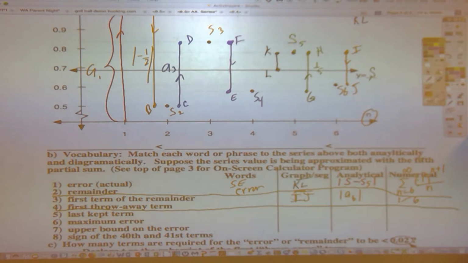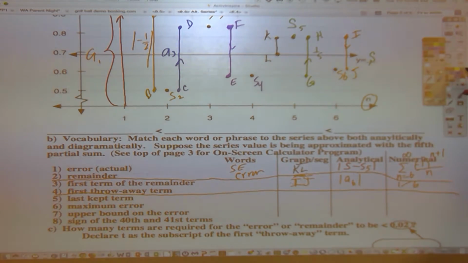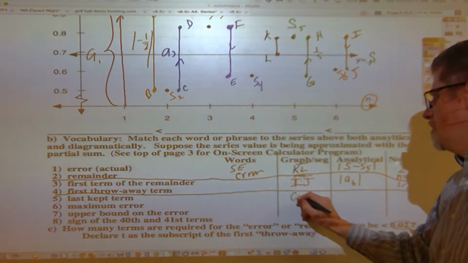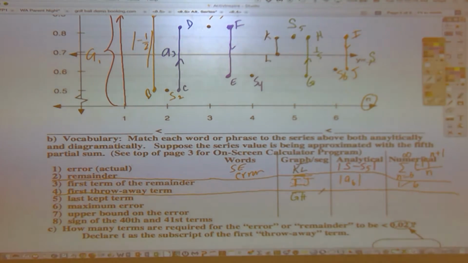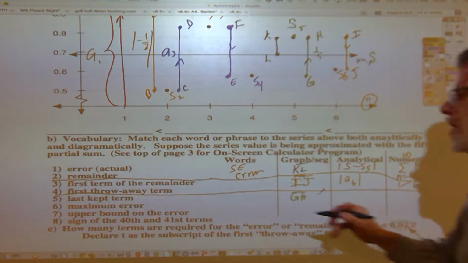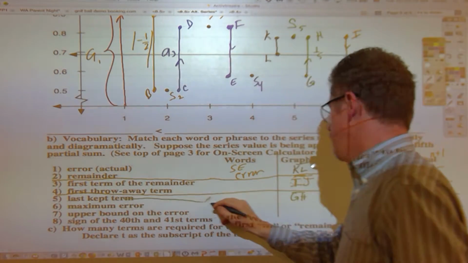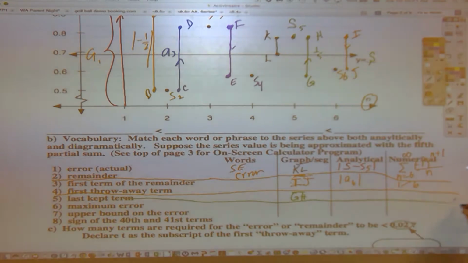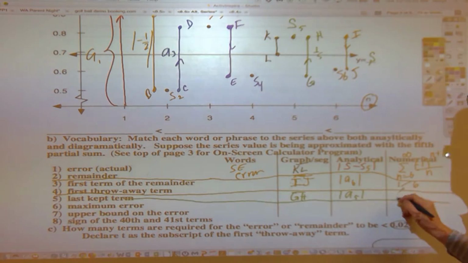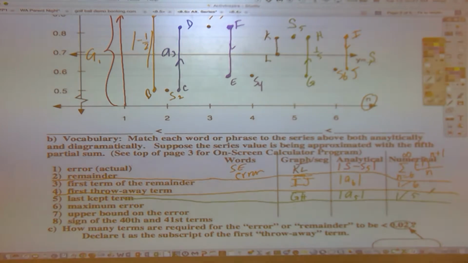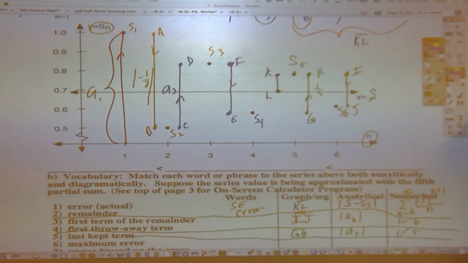Okay, so the last kept term was GH. So I'm going to make that one green. GH is the last kept term. And that's for item 5. So item 5 comes across at GH. It's the absolute value of the 5th term. It has a numeric value of 1/5. Okay? Now for the maximum error.